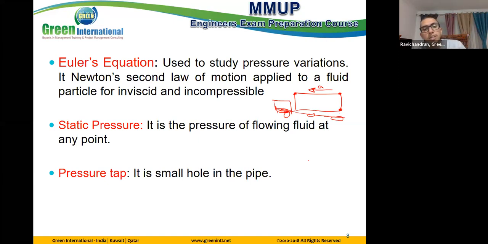It's Newton's law of motion applied to a fluid particle for inviscid and incompressible flow. Static pressure is the pressure of the flowing fluid at any point. This is static pressure, the same as piezometric pressure. What is the device used for that? The pressure tap, which is a small hole in the pipe.